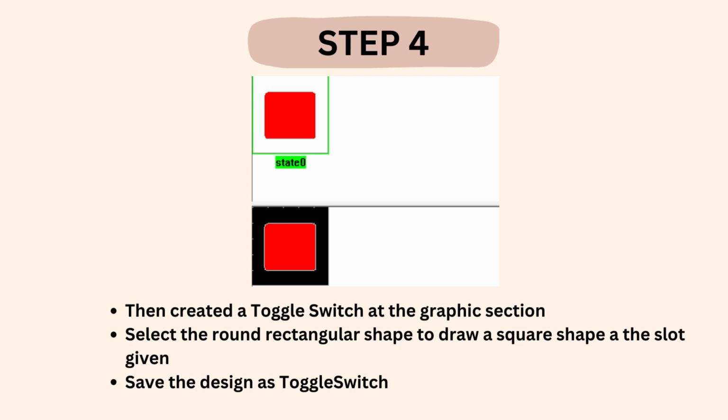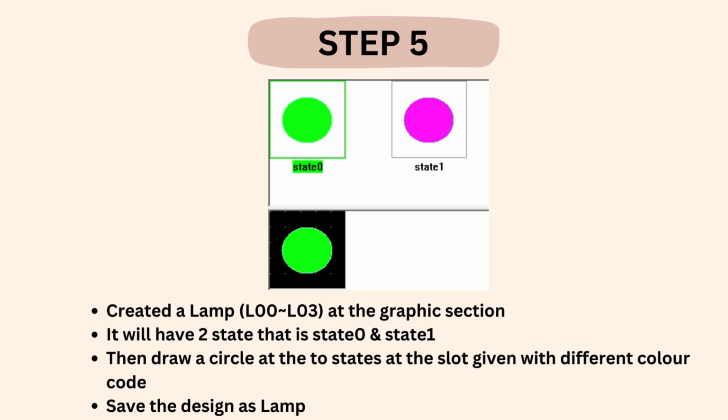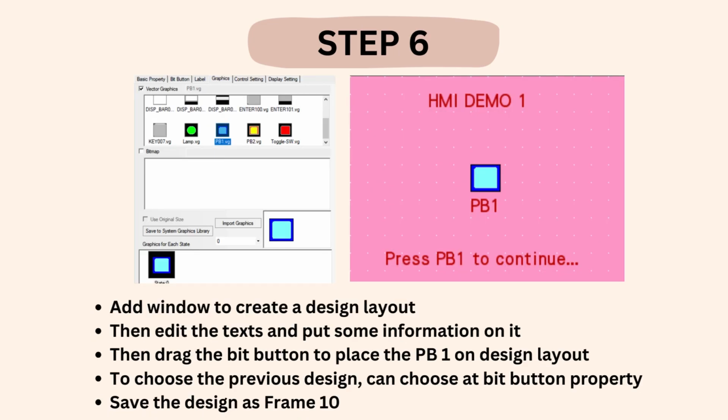Now for step 4, create a toggle switch at the graphics section. Select the round rectangular shape to draw a square shape at the slot given. Then save the design as toggle switch. Then for step 5, create lamps L00 to L03 at the graphics section also. It will have two states, state 0 and state 1. Then draw a circle for the two states at the slot given with different color codes and save the design as lamp.